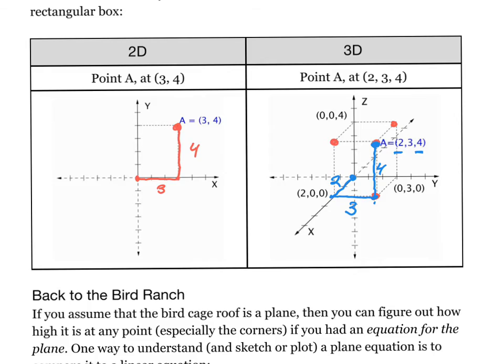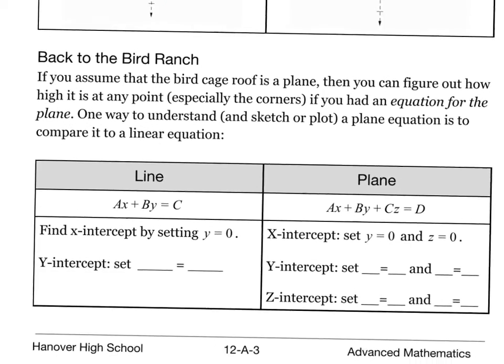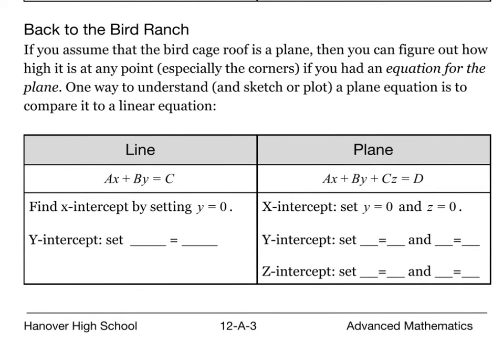All right, getting back to the bird ranch. The roof of the bird cage on the Yorkshire Canary enclosure is a plane and it's tipped at an angle. So just as we have equations for lines in two-dimensional space, there are equations for planes in three-dimensional space. And we may want to be able to represent that Yorkshire Canary cage roof as a 3D plane equation. So how do we do that?